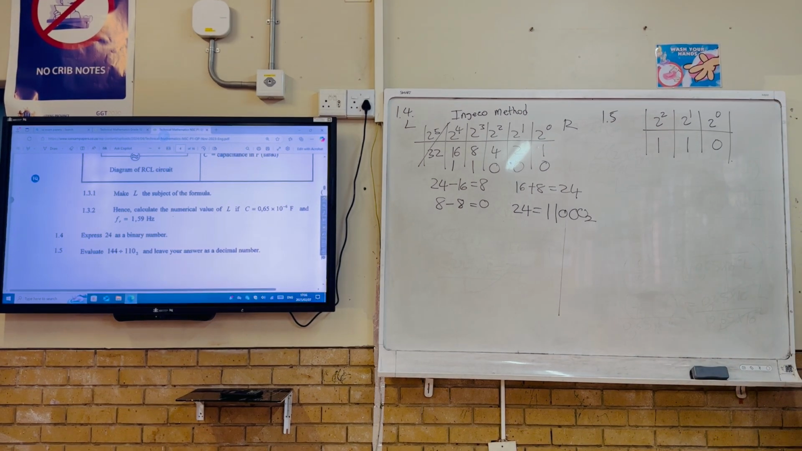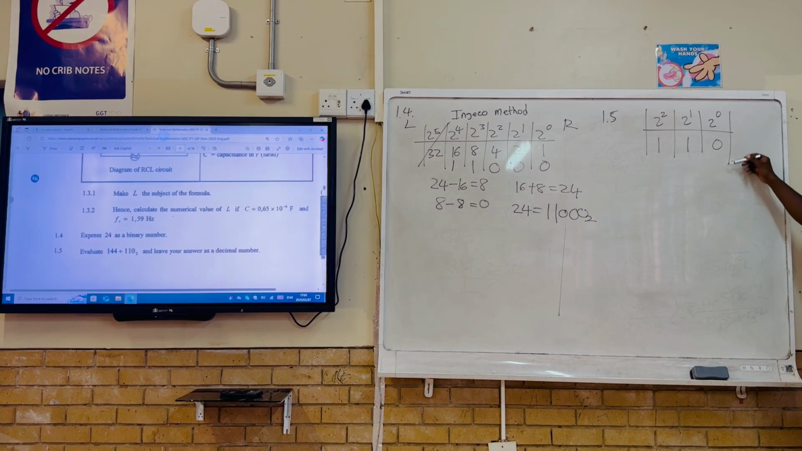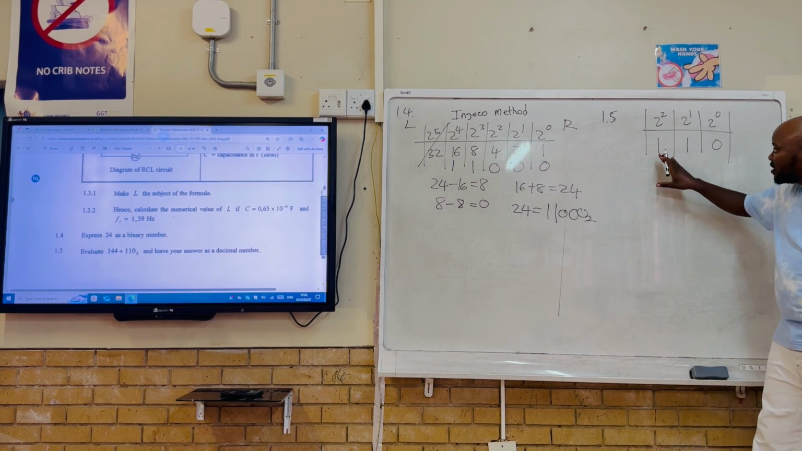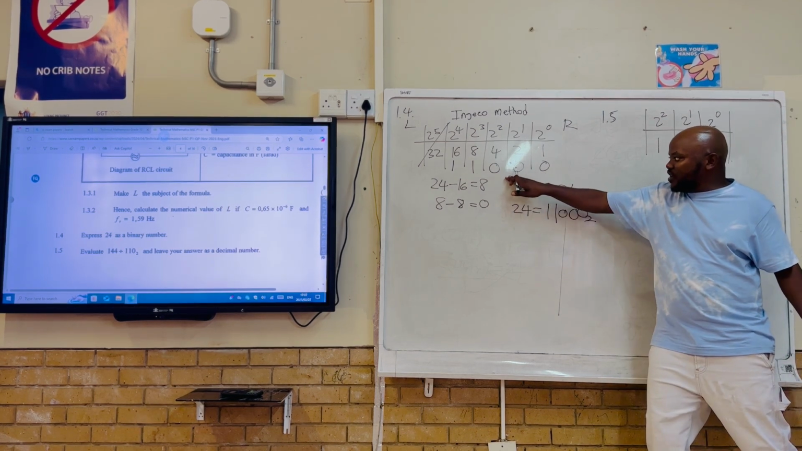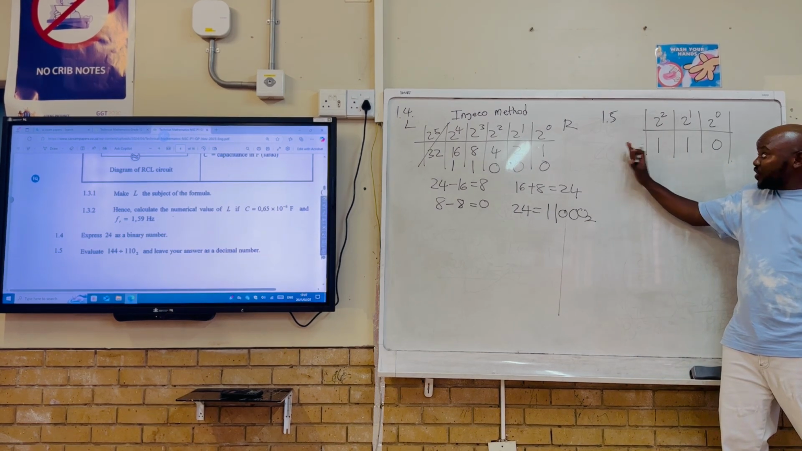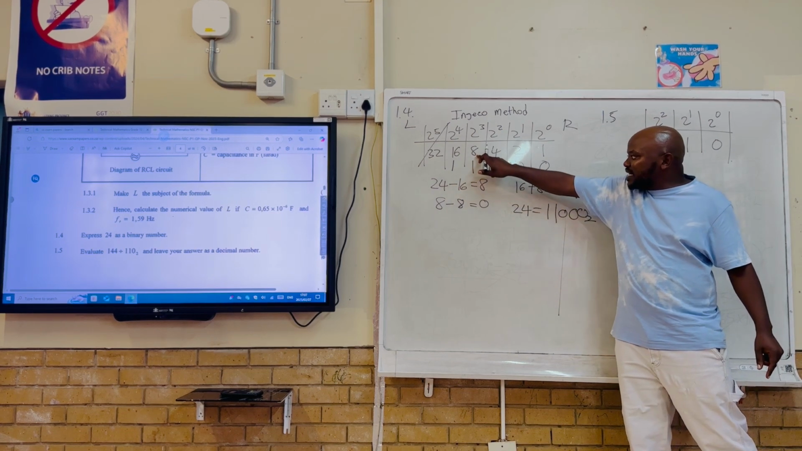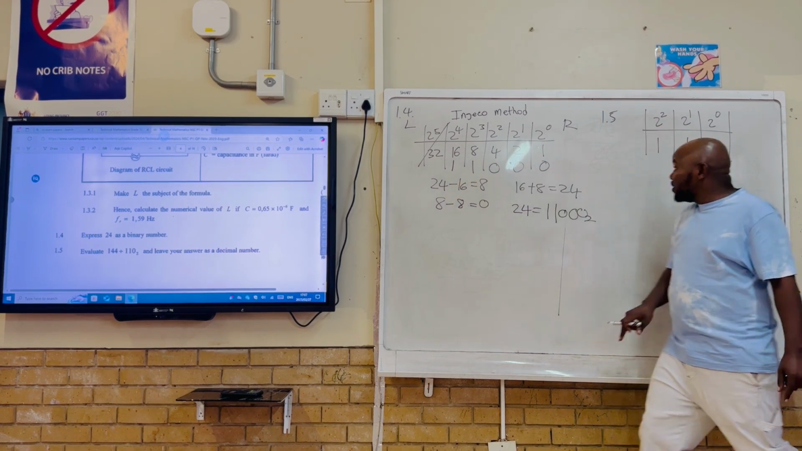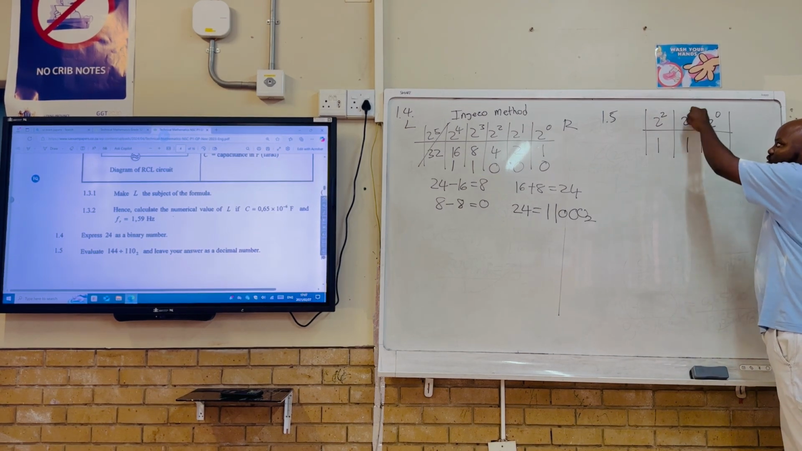We don't consider the 0 part. 2 raised to the exponent of 1 will be 1, but we are not going to consider the 0 part. Remember, the 0 simply means we are not having these digits. So we consider the digits that we have. From our 1.4, we had 16 and 8, that's why we said 1 and 1. So now we consider 2 raised to the exponent of 2 and 2 raised to the exponent of 1.